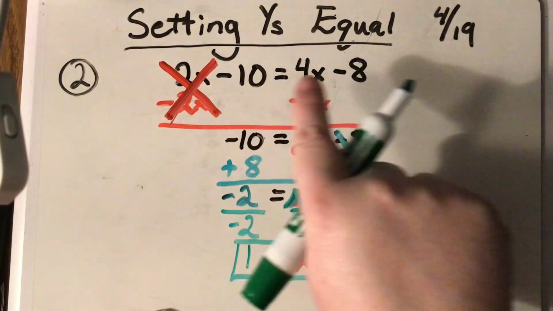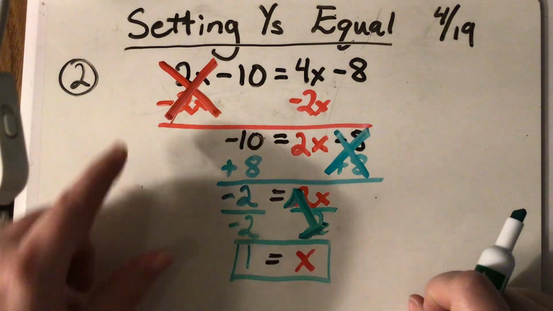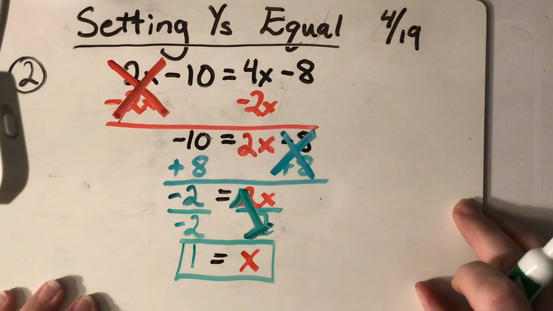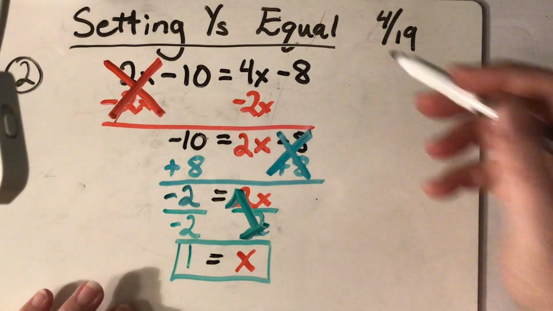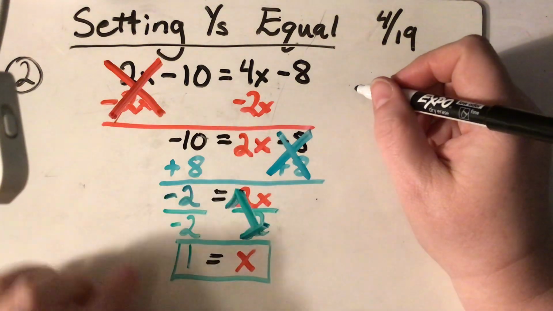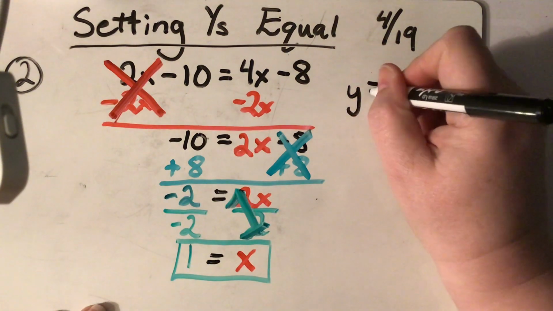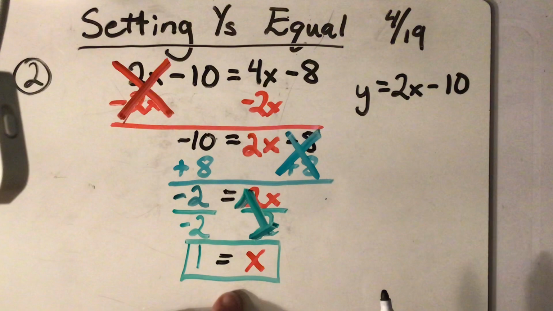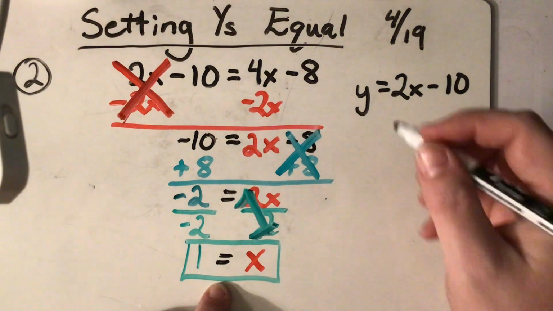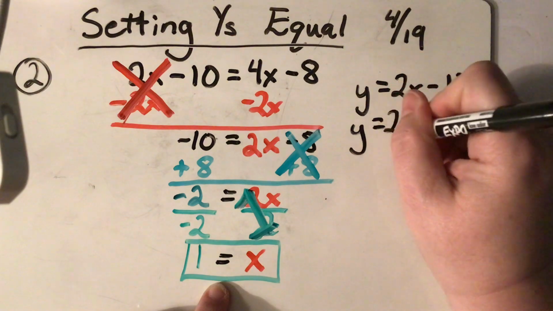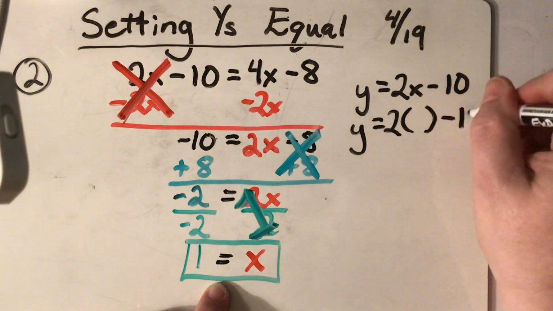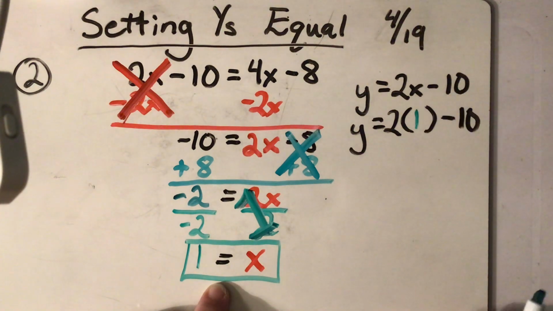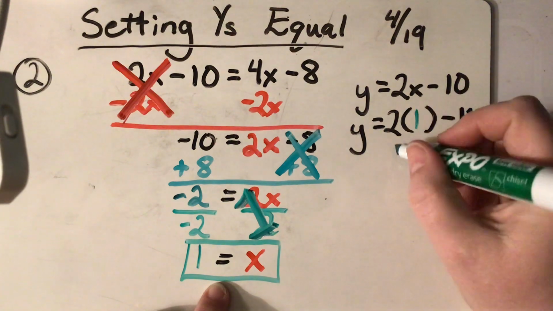Now I got to find my y. Remember, each side of these makes a y. Now this was only a 2x, so I think I'm going to use this problem. I'm going to move it over here where I have a little bit more space. So let me write down the whole problem just so you can see, since there's a big x in there. Remember, we started with y equals 2x minus 10. Okay? We know what x is now. It's a 1. So y equals 2 parenthesis minus 10. Now I'm going to put my 1 in from down here. Okay? 2 times 1 is 2.